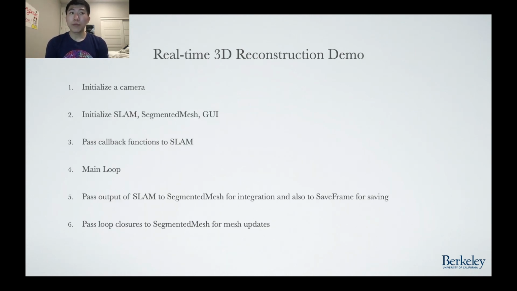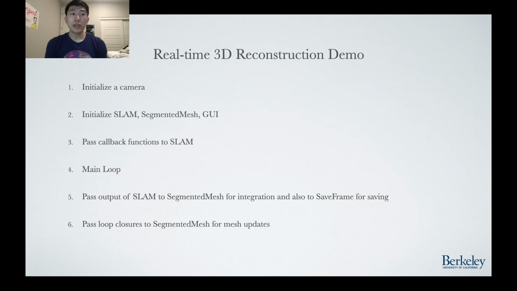The real-time 3D reconstruction demo has the following structure. As with the SLAM demo, first, we initialize a camera object, specific to whichever camera we are using to run OpenARK. Then, the SLAM system, segmented mesh, and GLFW manager objects are instantiated. Callback functions should be passed into the SLAM system. Then, the main loop can be run.